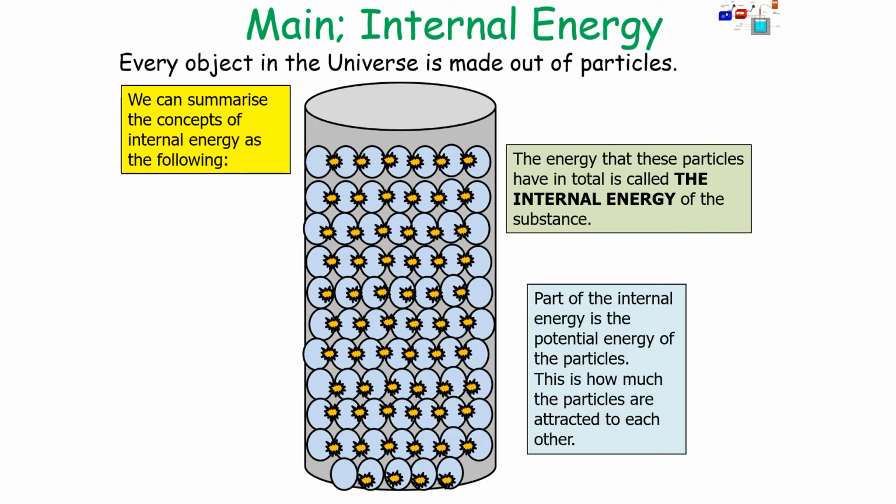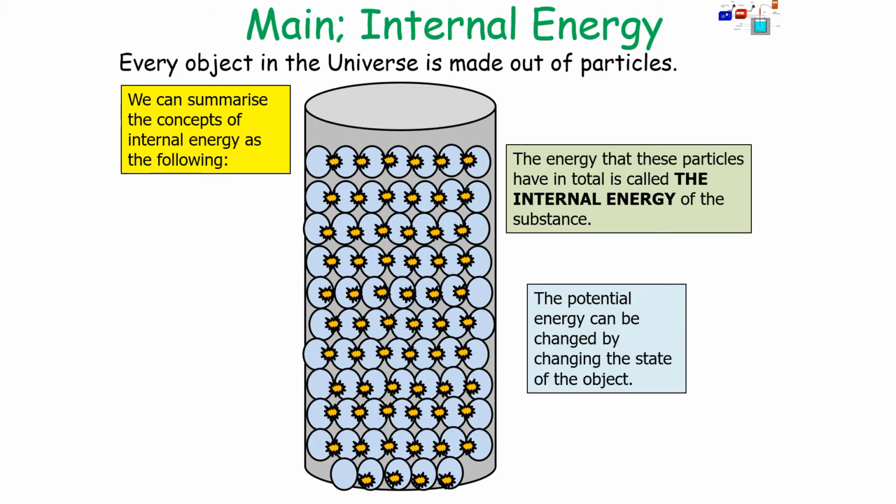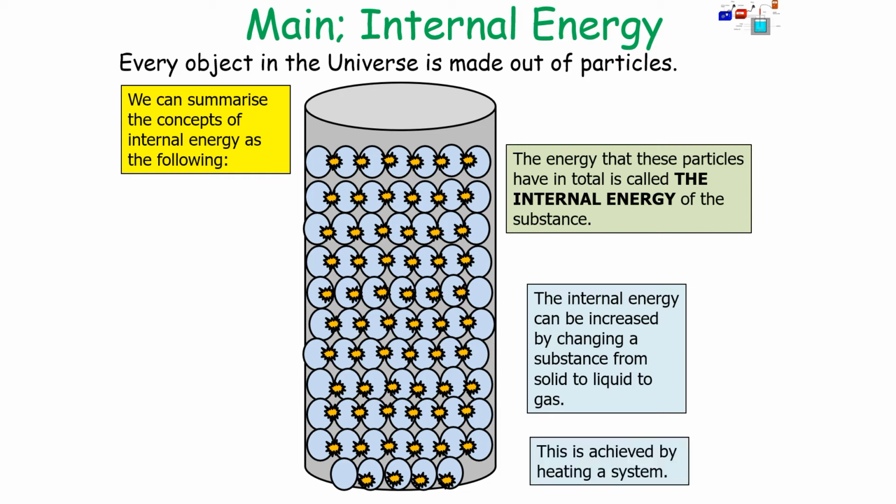The other part of the internal energy store is the potential energy store of the particles. This is how much the particles are attracted to each other. So the potential energy can be changed by changing the state of the object. This can be increased by changing a substance from a solid to a liquid to a gas. So carrying out this change of state will also change the internal energy of the object, which again is achieved by heating a system, by doing work into the system.